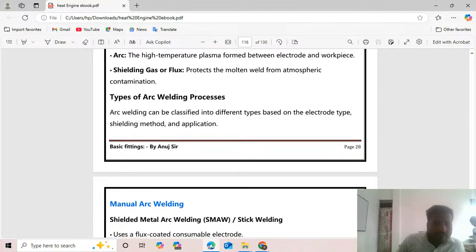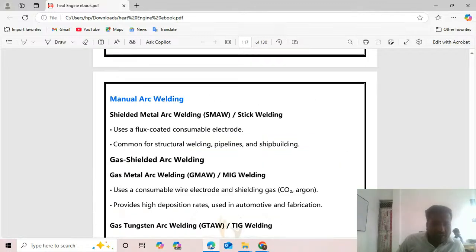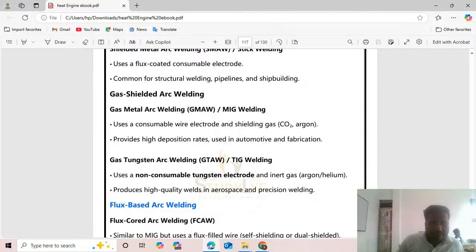Types of arc welding process: shielded metal arc welding, which uses a flux coated consumable electrode, common for structural welding and pipelines. Gas shielded arc welding, that is MIG. Here we will see the consumable electrode and the use of a consumable electrode with shielding gas.